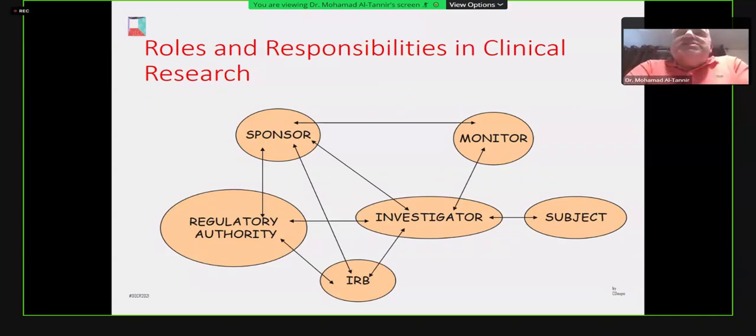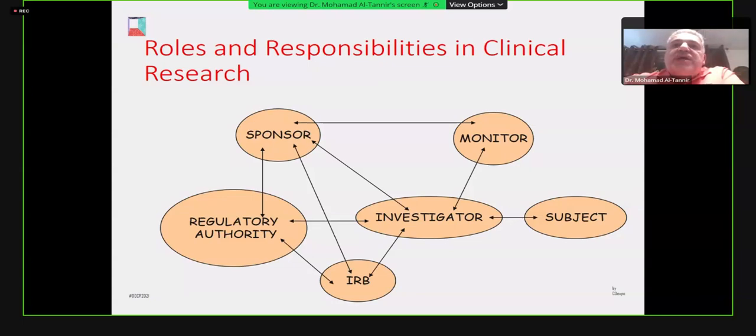So after all we listed and stated about GCP guidelines, we have to talk about the roles and responsibilities of the people taking part in clinical research. The primary responsible person in clinical research, as you see here in the center, is the investigator. The investigator has to deal with all stakeholders: the sponsor, the regulatory authority represented by SFDA, the institutional review board, and the subjects participating in the clinical research. So the investigator is really the cornerstone of a successful clinical trial.